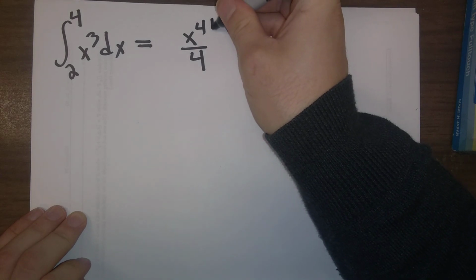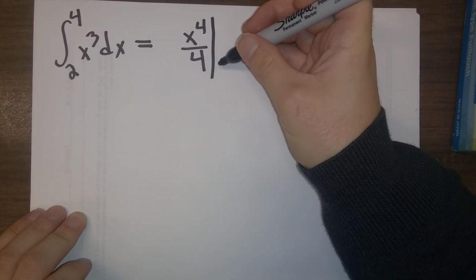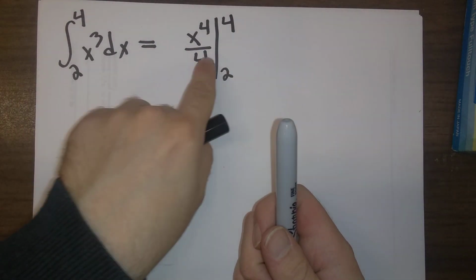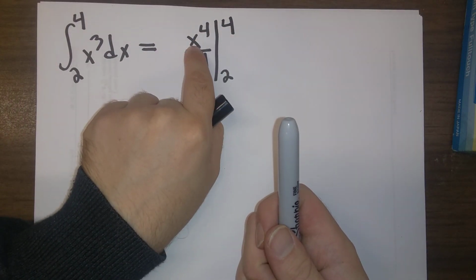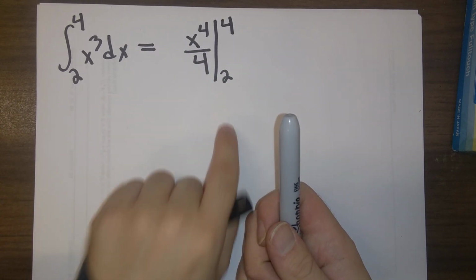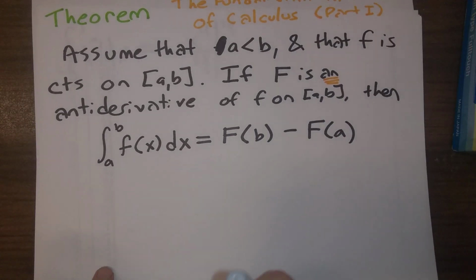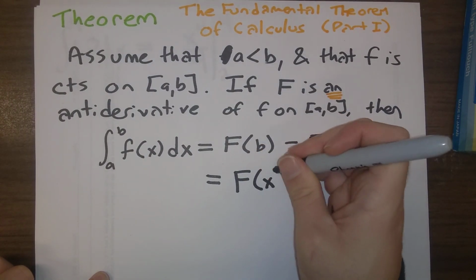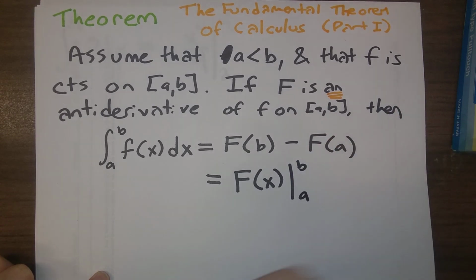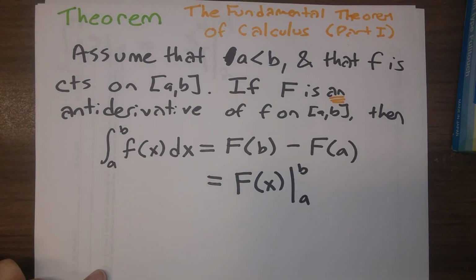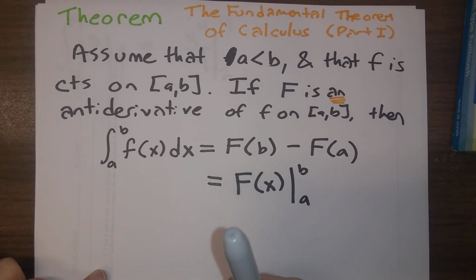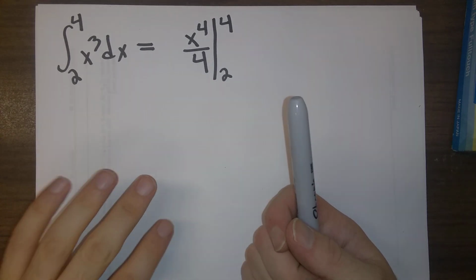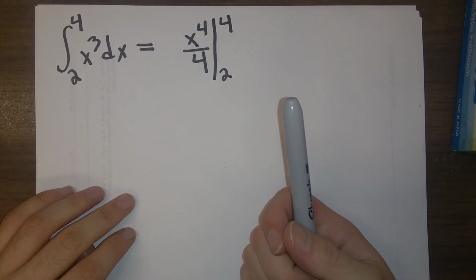So the little notation that we do here is saying that first you plug in 4 for x, then you plug in 2 for x, and then you subtract the two. An alternative way to write this is f of x, evaluated at b, evaluated at a, and subtract the two. This is a useful shorthand notation. It's very much convention to put it on the right, not on the left. I think I see some people put it on the left. It looks weird.